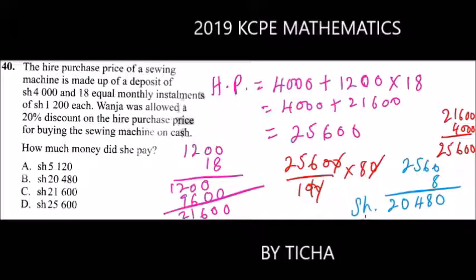So if you come to your answer, you find that the correct answer is B. So you shade your answer as B. You are being tested whether you know how to work with hire purchase and whether you understand what is meant when a customer is given a discount. So you should be able to do that.